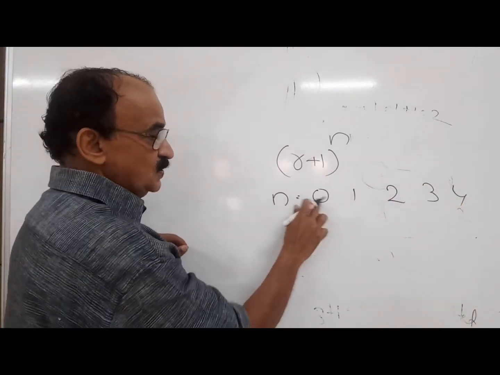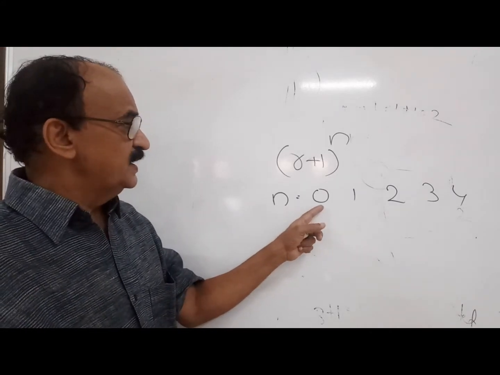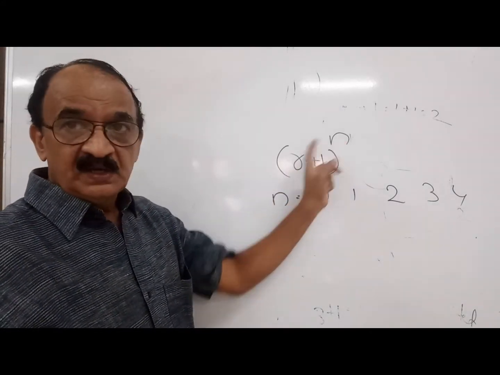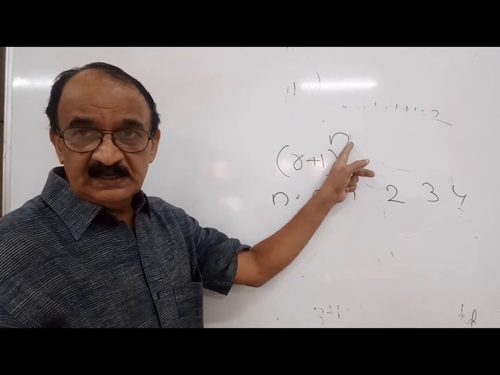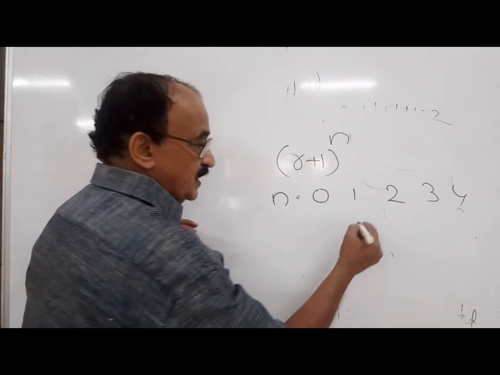Suppose n equal to 0. When n is equal to 0, what are you getting? (r plus 1) raised to 0. Any quantity raised to 0 is 1. So you are getting a singlet.